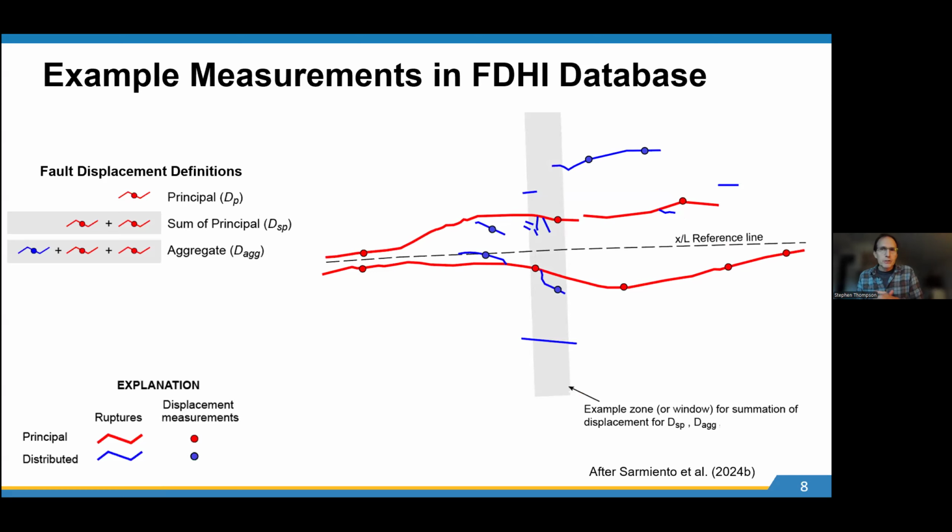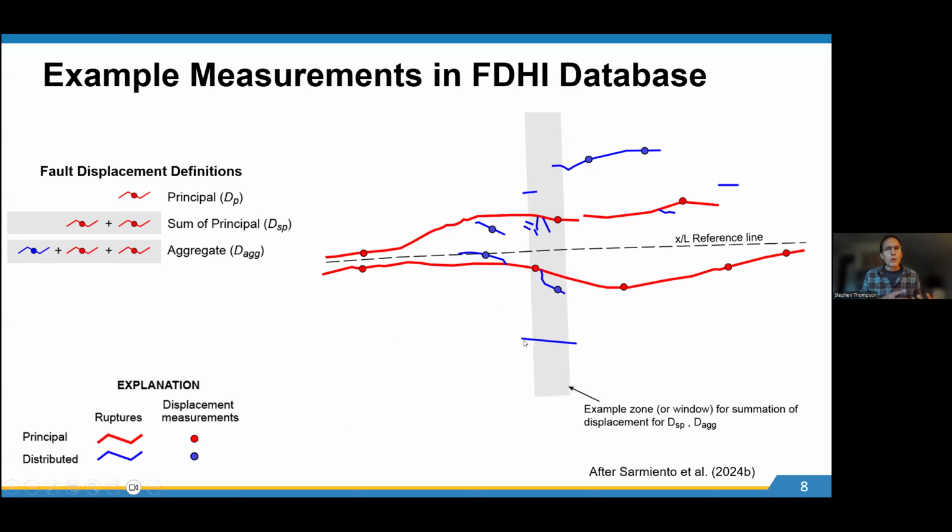One of the innovations of the new FDHI models that we'll hear about tomorrow is that there are some different ways to group the data, to group the ruptures, and those include a sum of principal and an aggregate displacement measure. For these, different modeling groups have come up with different concepts for what can essentially be thought of as a zone or a window that can go along the X over L reference line. Within those windows, the sum of principal is basically the sum of measured principal displacements, or the aggregate displacement measure is one where we sum not only the principal, but also all of the available measurements along distributed ruptures as well.